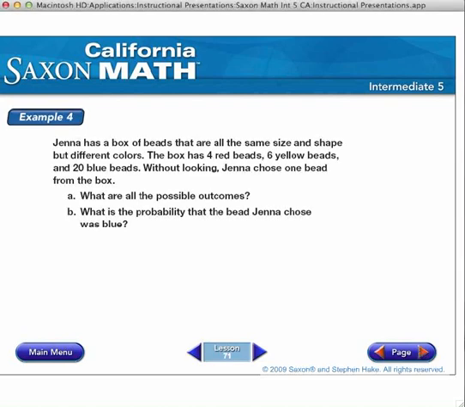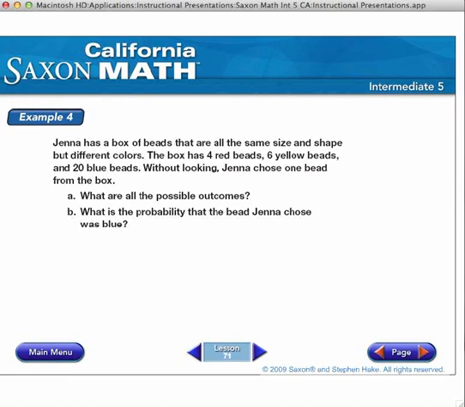Jenna has a box of beads that are all the same size and shape, but different colors. The box has 4 red beads, 6 yellow beads, and 20 blue beads. Without looking, Jenna chose 1 bead from the box. Question A, what are all of the possible outcomes?